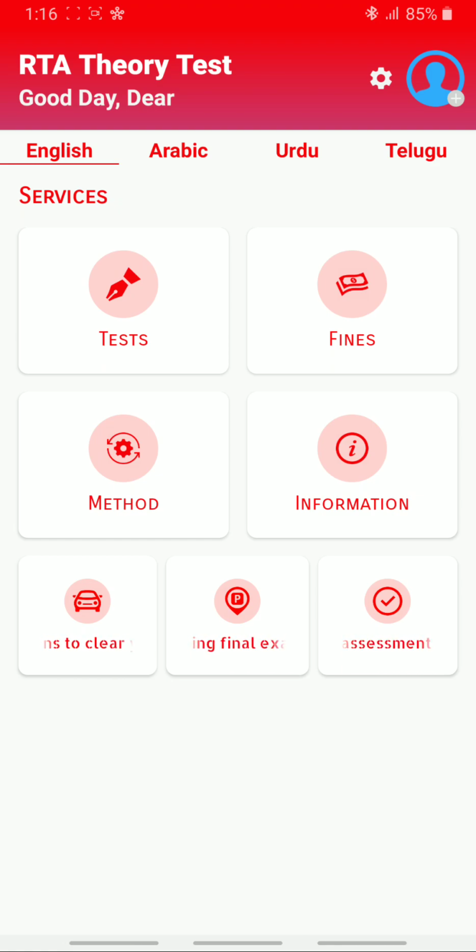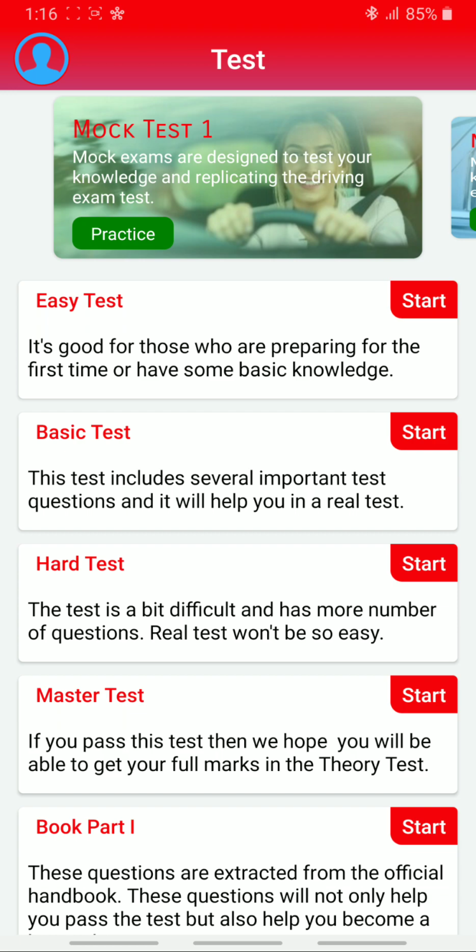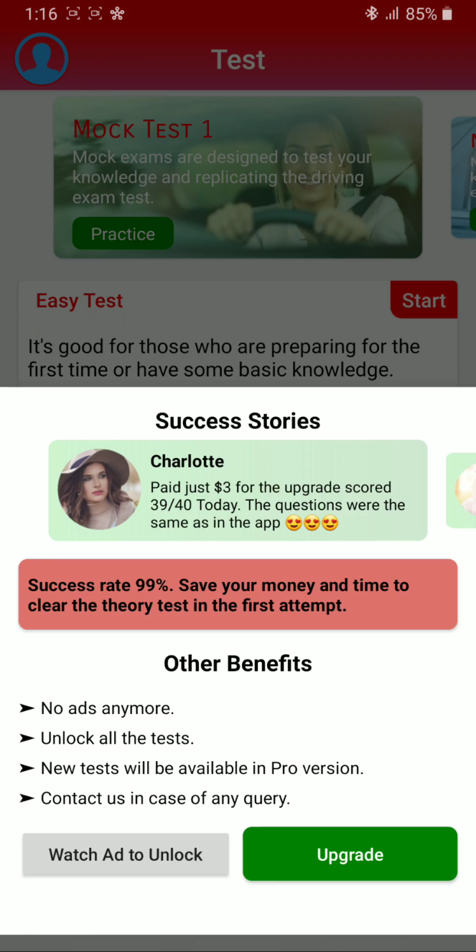So let's move to the test. Today we will go for the hard test. So let's go and attempt it.